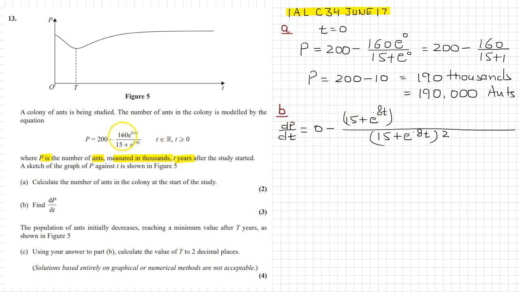Now the differential of this numerator 160 e to the power 0.6t, and the differential of 0.6t is 0.6, minus, this will come as it is 160 e to the power 0.6t, and the differential of this, so 15 is 0 plus this is e to the power 0.8t, and this multiplied by 0.8.